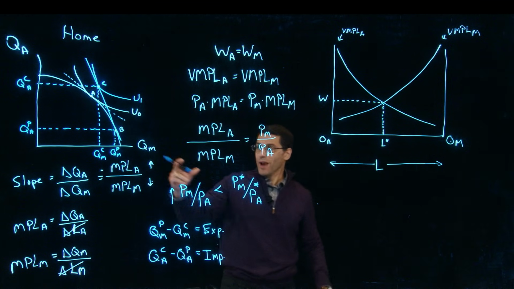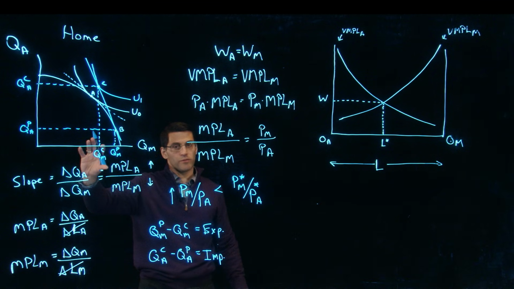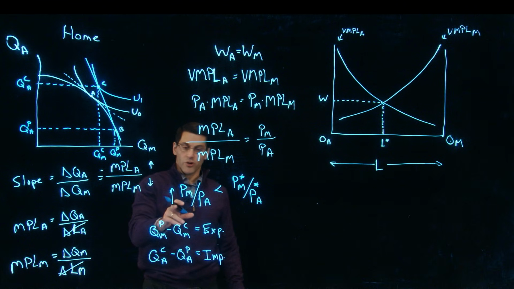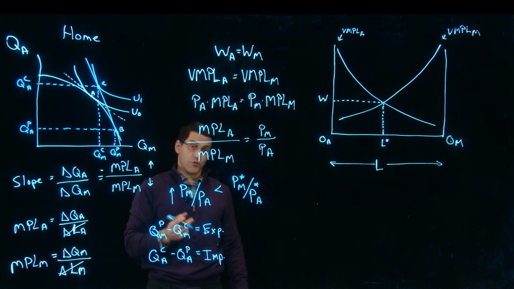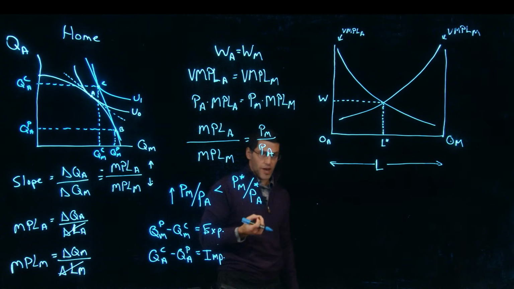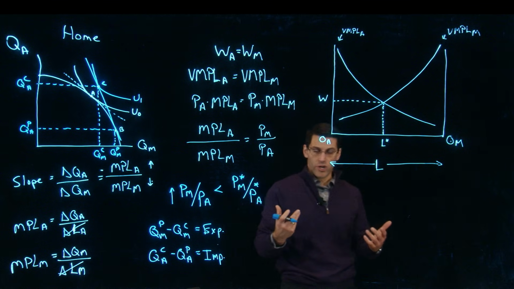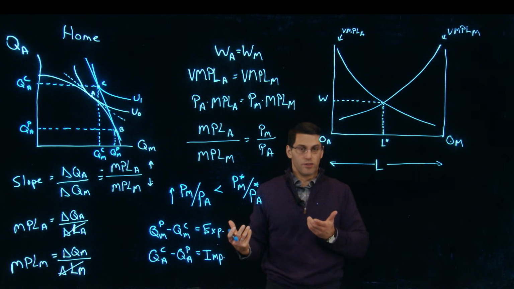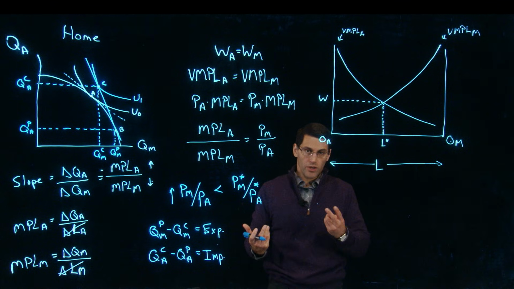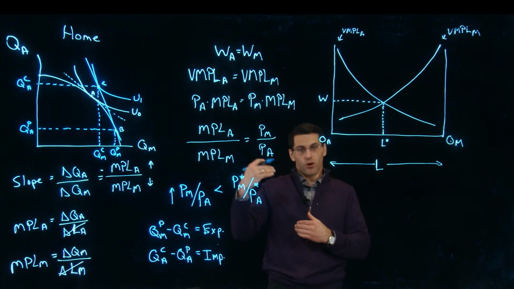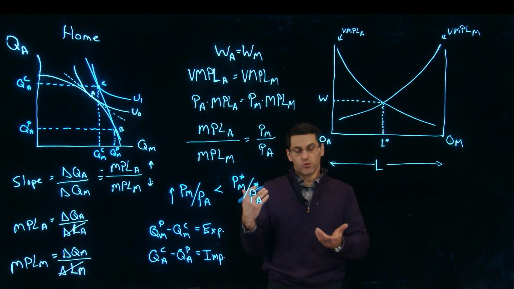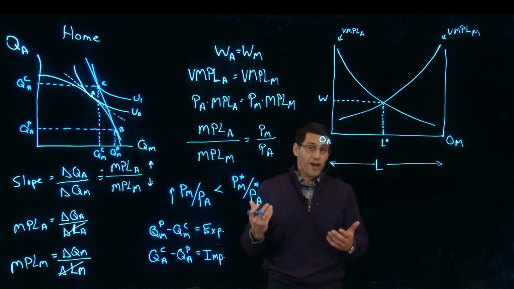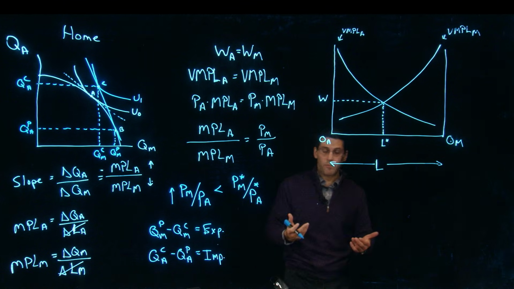So let's go back to what we had when we opened up to trade. What happened? We started off with the home country having a lower relative price of manufactured goods. So when we open up to trade, we observe the relative price of manufactured goods rising. That can happen in two ways. The price of manufactured goods can go up, and the price of agricultural goods can go down. Now, in practice, we would expect both to happen.